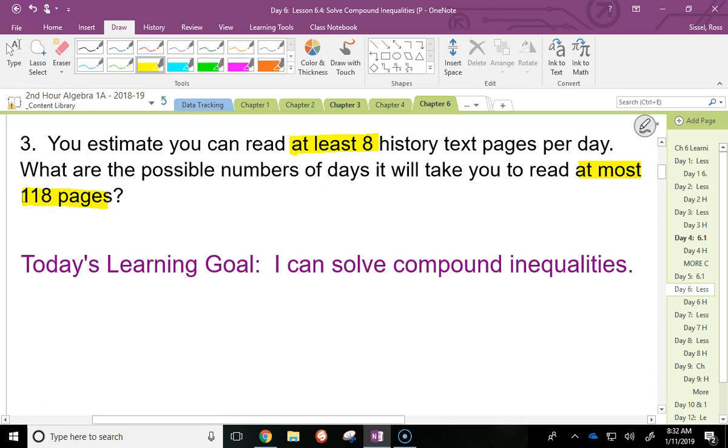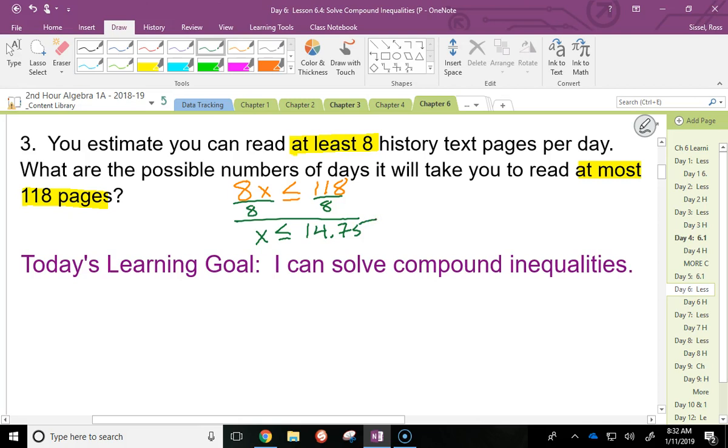Alright, so let's go ahead and look at this. What was the equation that you guys came up with? 8x is greater than or equal to, no, less than or equal to 118. Okay? So let's go with this. And how are we going to solve for x? We would simply just divide by 8. And x is less than or equal to 14.75.